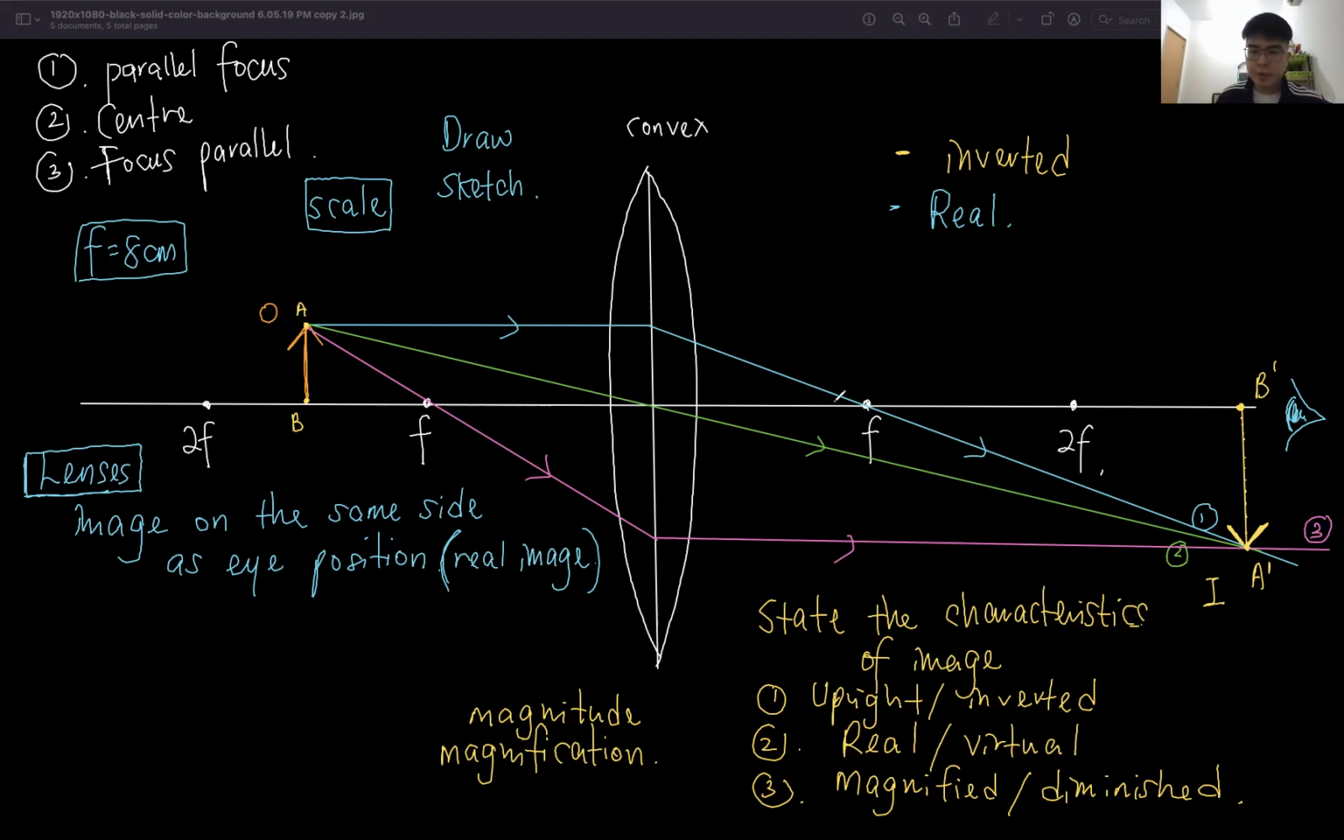Okay, so this one is magnified. So inverted, real, and magnified. That is my characteristics of image. Okay. Is it all the same? Is the characteristic of image the same? Always?